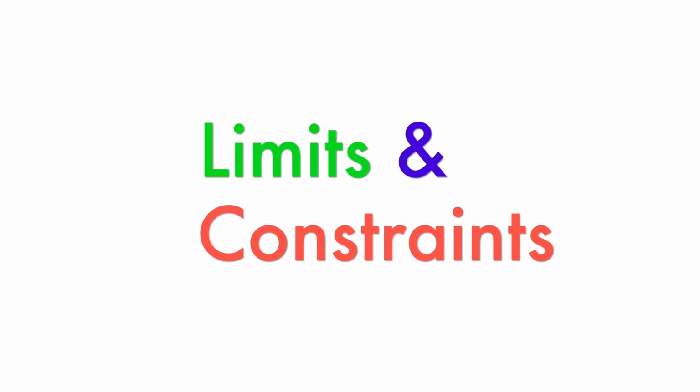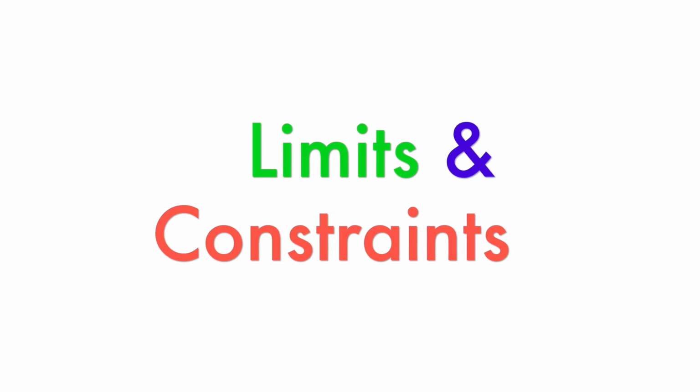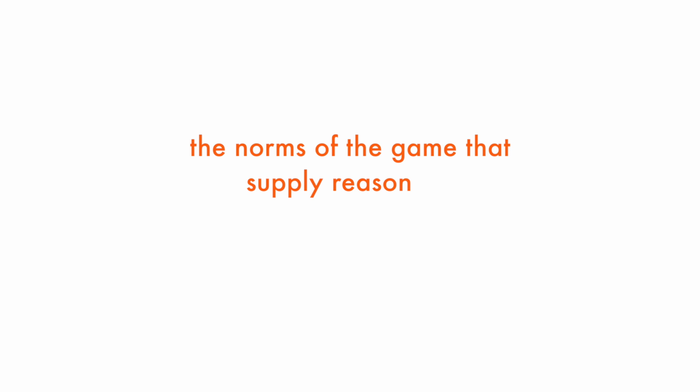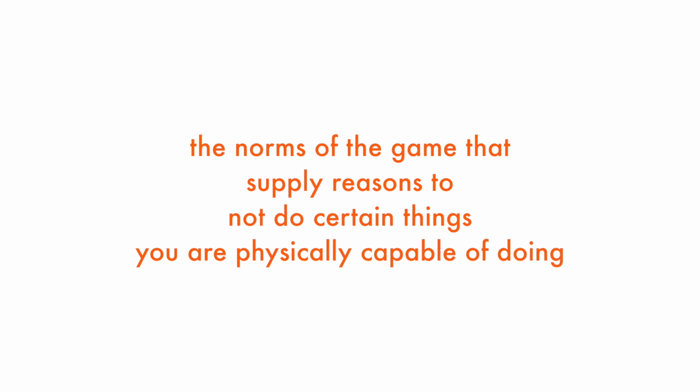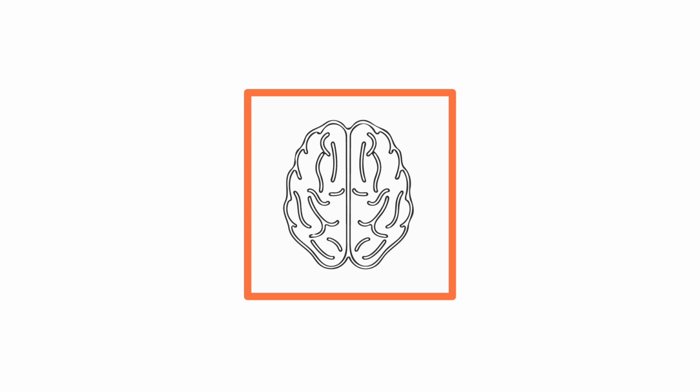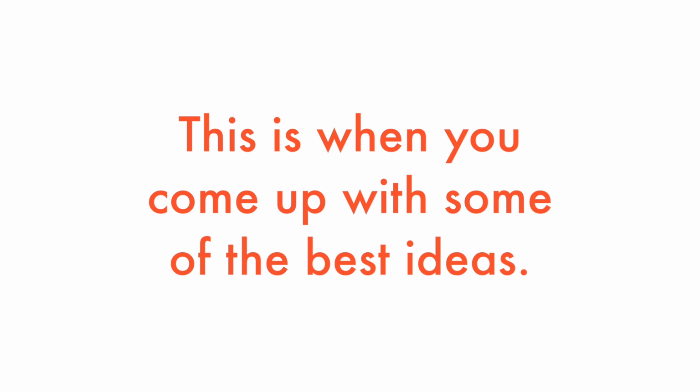As the brainstorming stage continues, you have to start introducing limits and constraints because, well, games have limits. Whether it's a limit of space or time or technology or money or culture or the norms of the game that supply reasons to not do certain things you are physically capable of doing, or whatever. Brainstorming isn't all just coming up with out-of-the-box crazy ideas without limits. It's not just letting your mind run free. Sure, that's part of it, but it's only the beginning. You need to subject your ideas to limits and constraints, make them sweat, see how they manage, and this is when you come up with some of the best ideas.